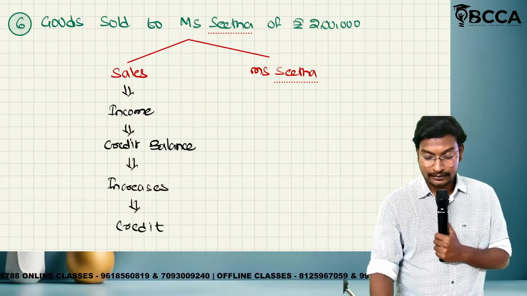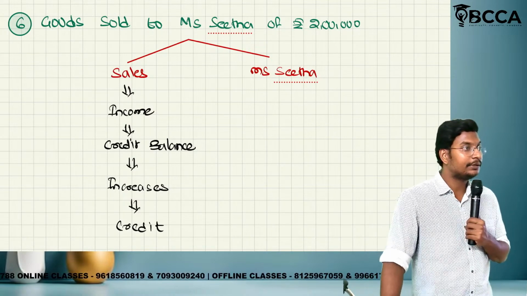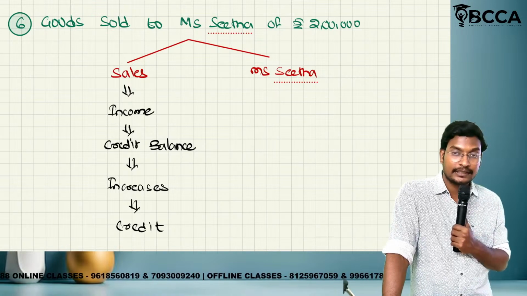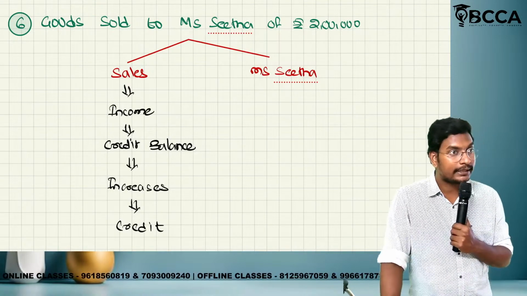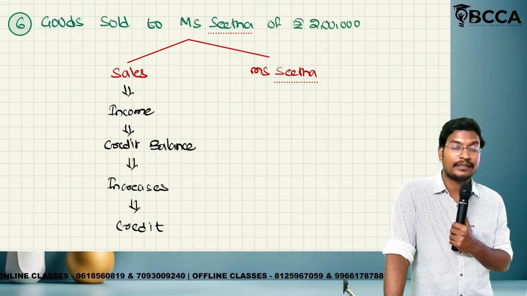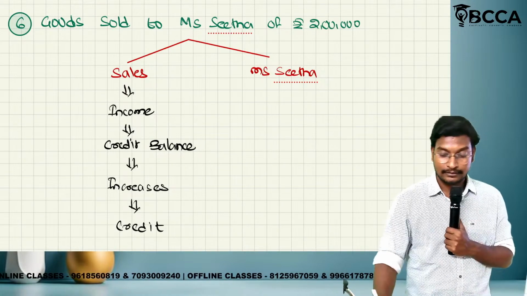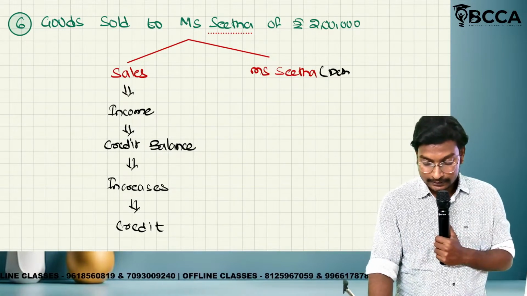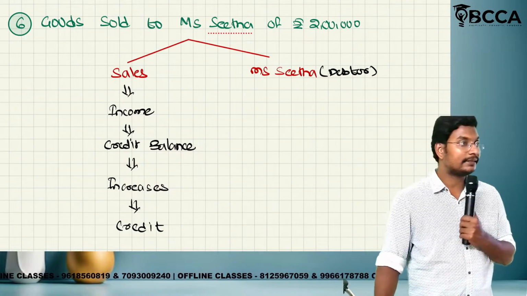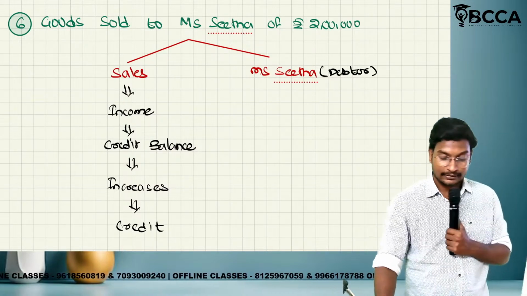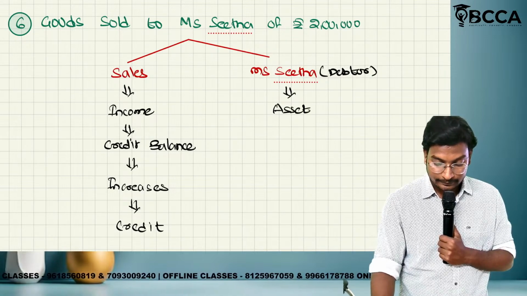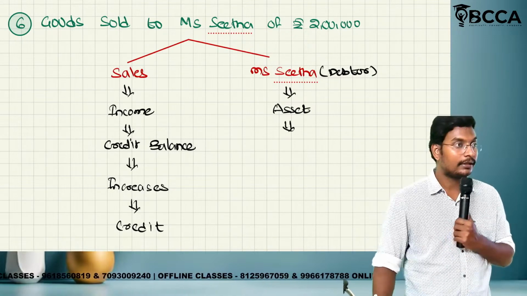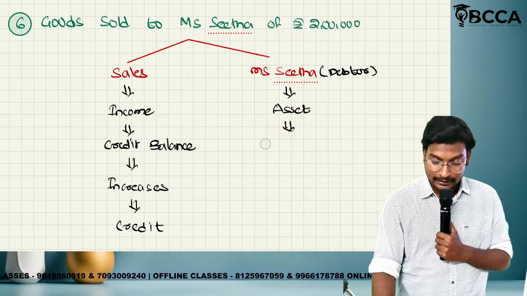Next, Miss Sita is a person. First of all, we need to decide whether she is a debtor or creditor. We sold the goods on a credit basis, so the person is called what? Debtor. So she is a debtor. So debtor means asset or liability? Asset. So debtor means an asset. Which balance are we getting? Asset means debit balance.